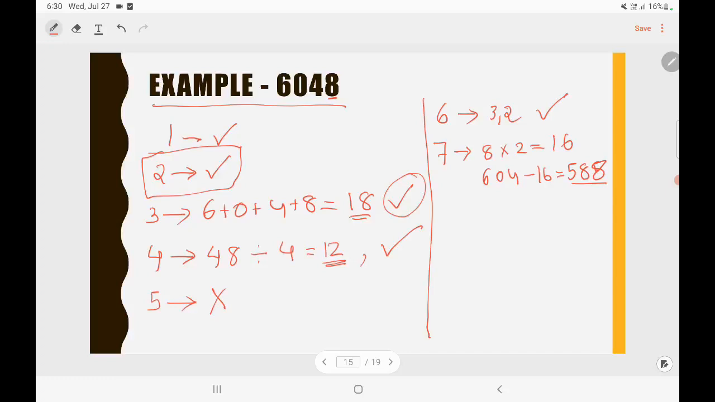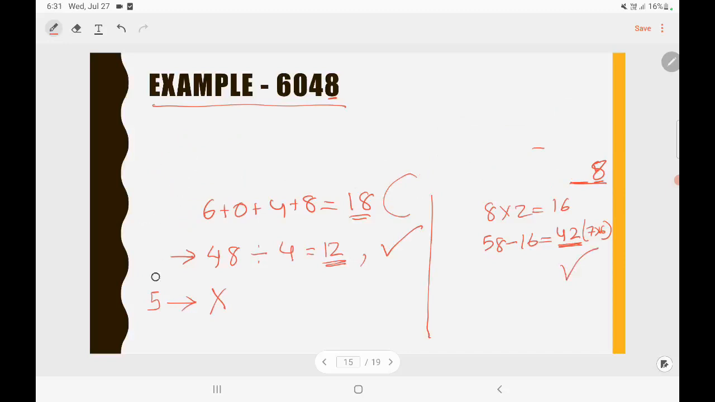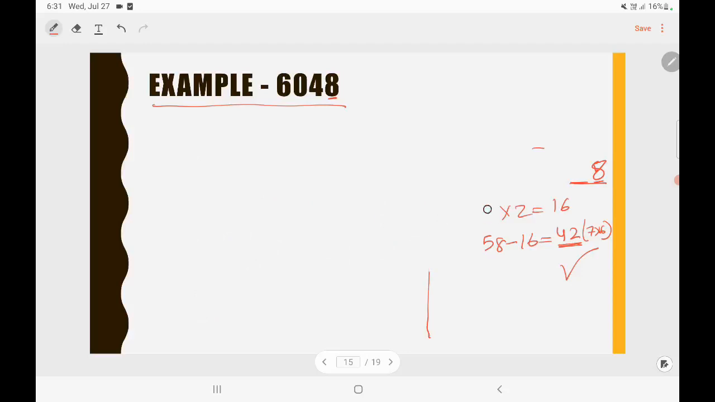For that we need to repeat the steps. Here last digit is 8. You need to double it. So 8 into 2 is 16. Now you need to subtract 16 from the rest of the digits. Rest of the digits is 58. So 58 minus 16 is equal to 42. Is 42 divisible by 7? Yes, 42 is equal to 7 into 6. So therefore 6048 is also divisible by 7. Now we will check whether 6048 is divisible by 8.